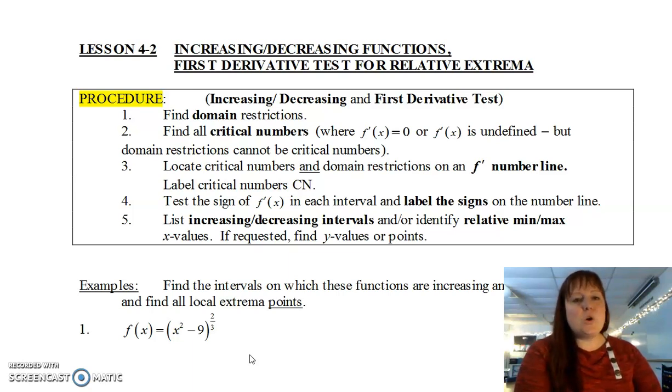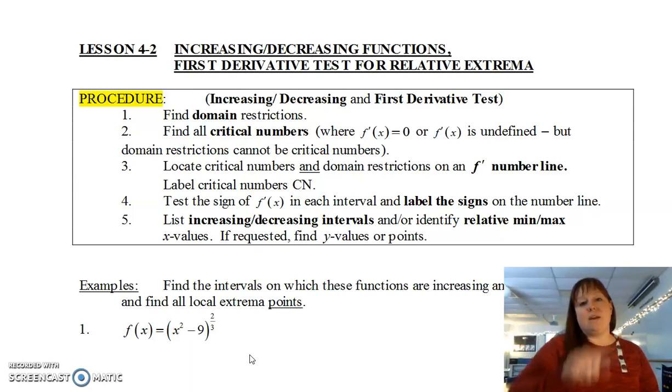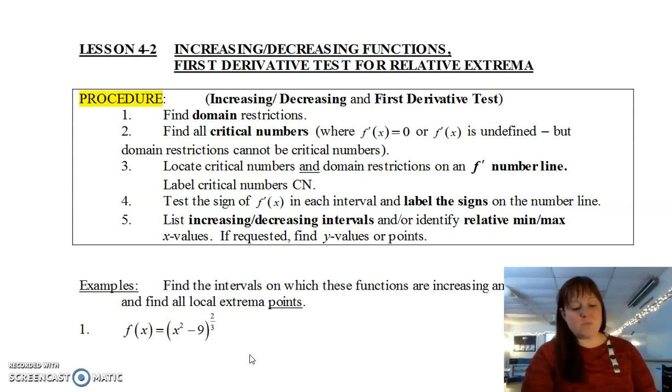Okay, so I just have some steps here. The first thing you're going to do when you're trying to find our relative extrema, okay, so we're trying to find spots where it changes direction, right? Like some peaks and some valleys. We're just trying to figure out where those are. We find any domain restrictions. That's our first step. Then our second step is we find all of our critical numbers.